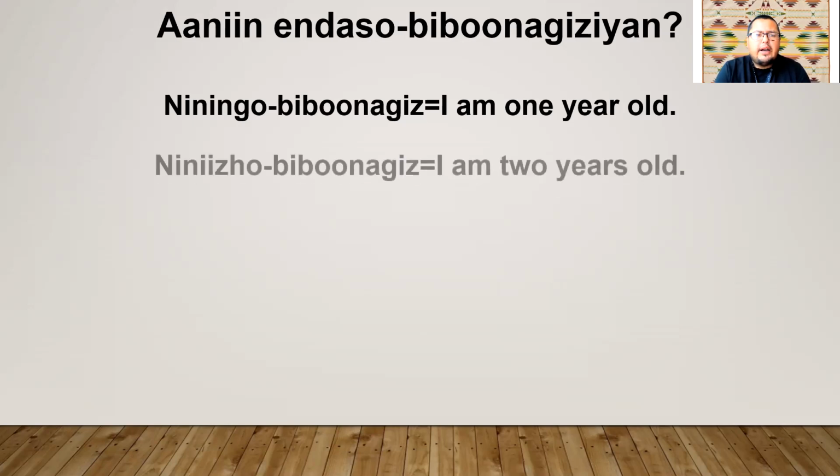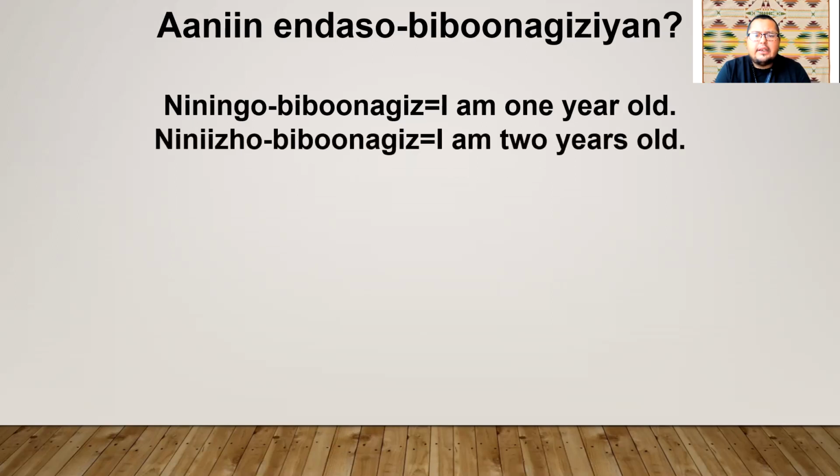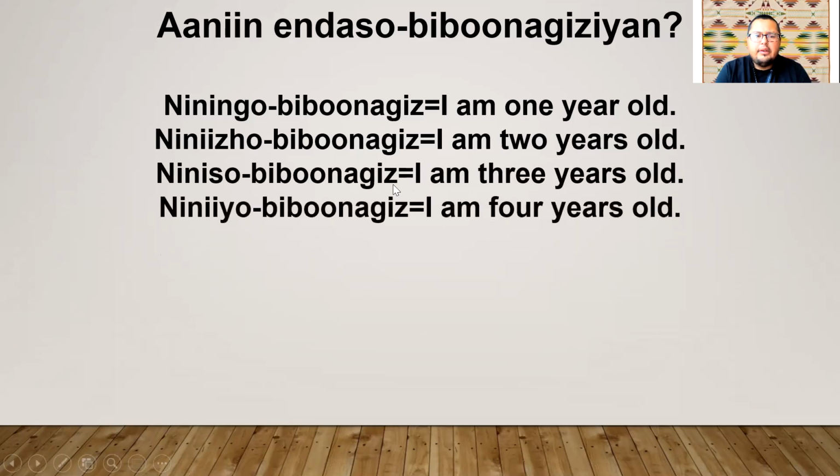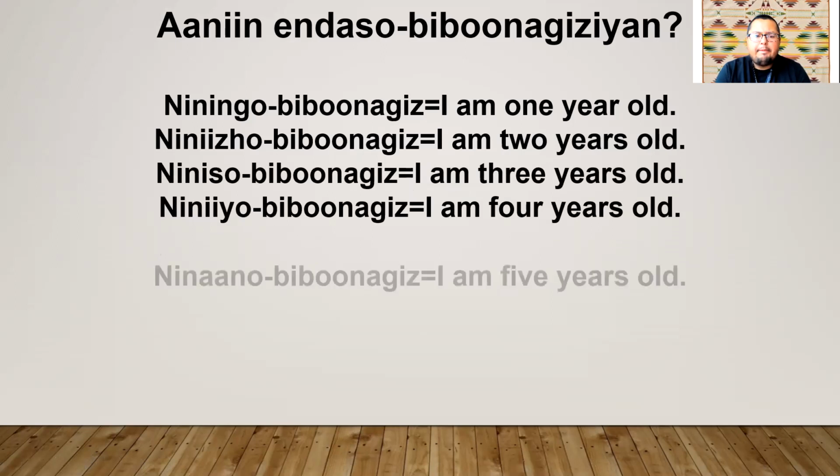So moving on, we have Nenijo biboonagiz. I am 2 years old. Ne is I. Nijo is our number. Biboonagiz, a certain number in years. I'm 2 years old. Neniso-biboonagiz, I am 3 years old. Nenio-biboonagiz, I am 4 years old.